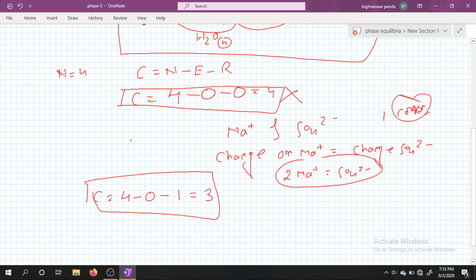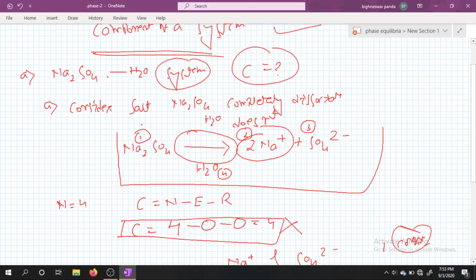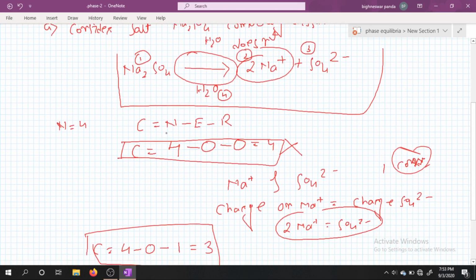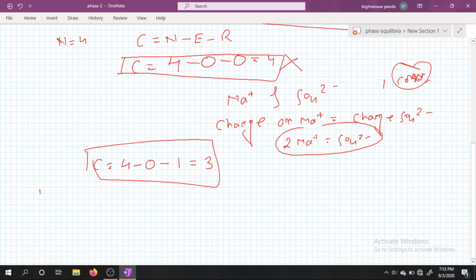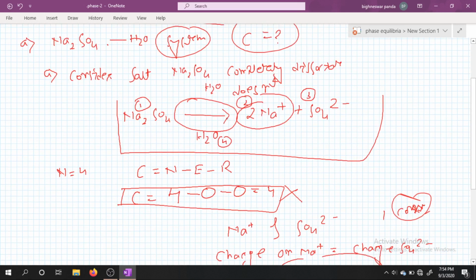If we consider salt Na2SO4 completely dissociated but water does not, then come to the next part. Salt is partially... I made a mistake.